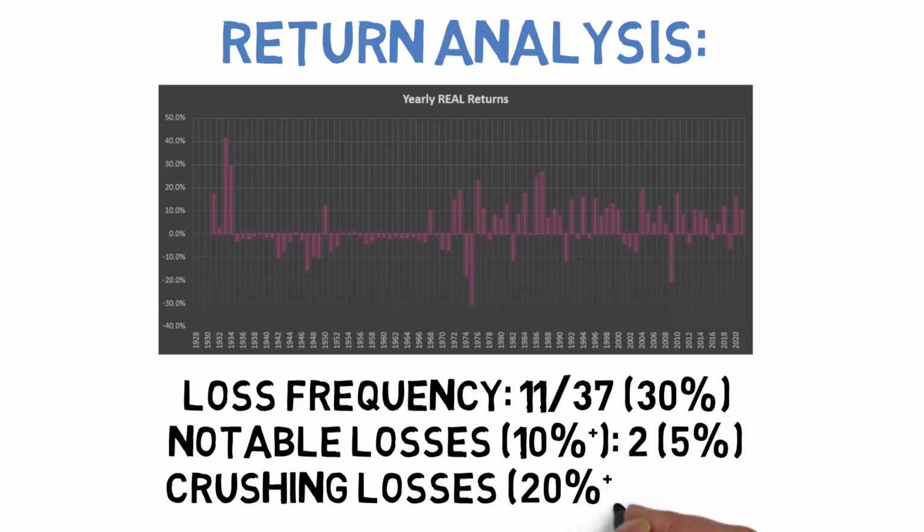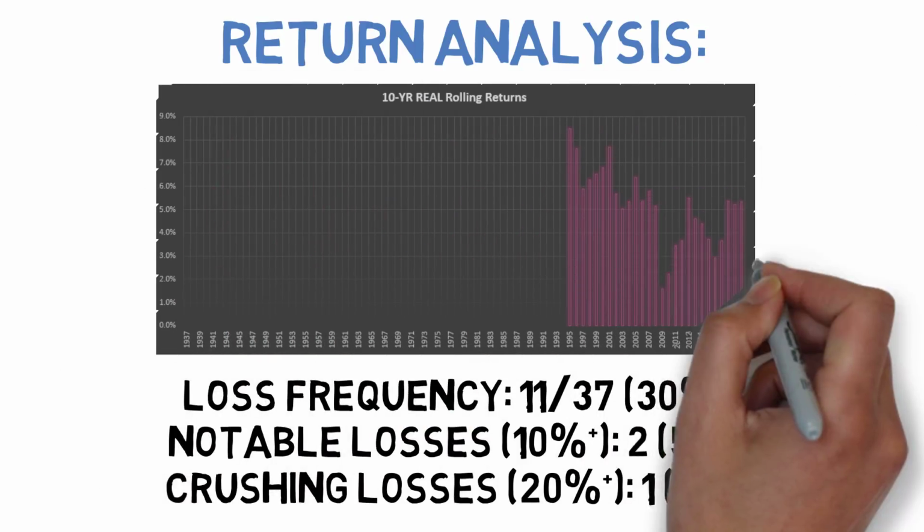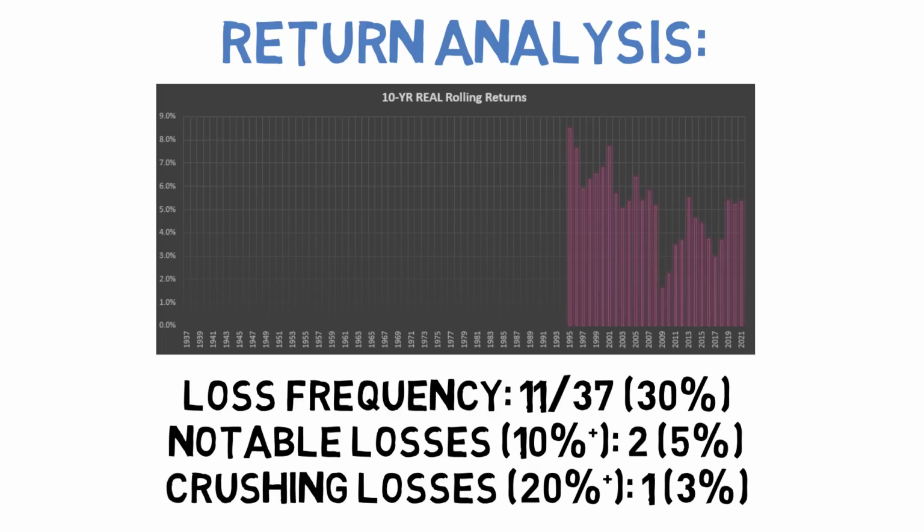Thankfully, most of those downturns were recovered from relatively quickly, as there wasn't a single 10-year stretch where the strategy failed to keep pace with inflation. The 10-year stretch that ended in early 2009 was the closest to trailing inflation, but it still managed to grow by 1.6% per year after the adjustment.